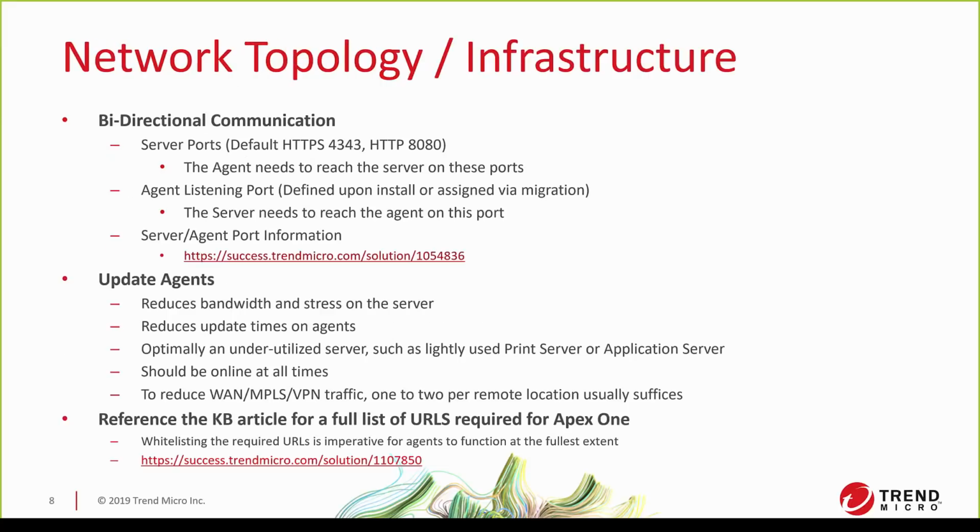So a big item of consideration is your network topology and infrastructure. And there's a lot that goes on here, and it's unique for every environment. However, I want to name the biggest things going on in most networks. So one is the bidirectional communication of the on-premise agent and the Apex One server. So the server ports that you initialize during the install for the HTTPS and HTTP port must be reachable by the agents. That's an agent to server communication.